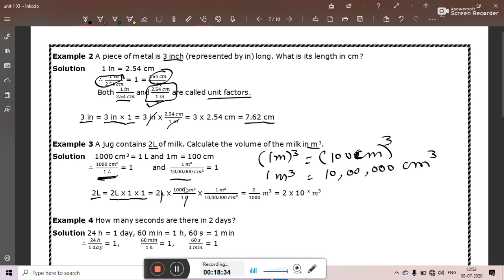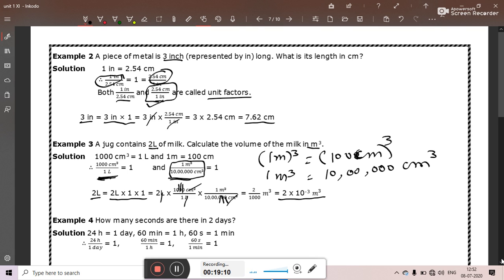Now we don't require answer in centimeter cube, we require answer in meter cube. So in order to cancel out centimeter cube, you will use this ratio, into 1 meter cube upon 10 lakh centimeter cube. Now here 3 digits will be cancelled from numerator and denominator, and centimeter cube will also be cancelled. So in the numerator we are remaining with 2, and in the denominator we are remaining with 1000. So 2 upon 1000 meter cube, that can be written as 2 into 10 raised to minus 3 meter cube. So that is our answer.